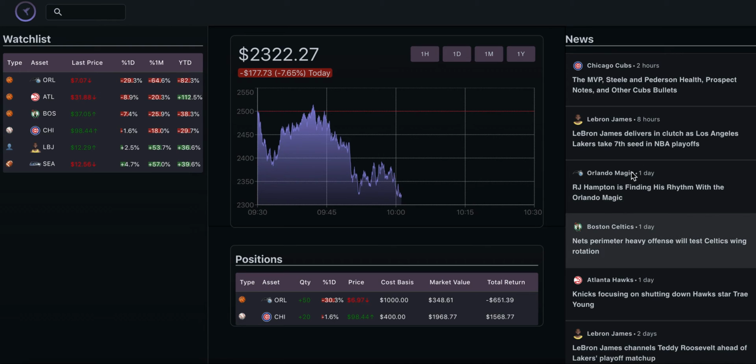On the right, we have the news, which corresponds to all the teams in your watch list being auto-populated in terms of recency. We find this is a useful way of conveying information.